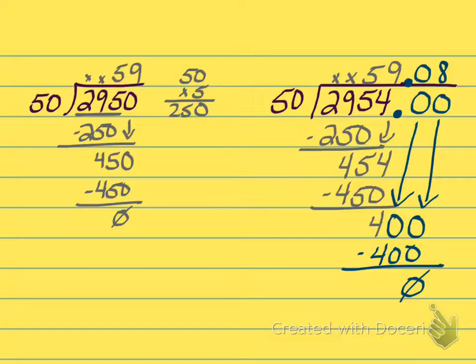So now your final answer on this problem ends up being 59 and 800ths. And the way we got the 800ths is by adding those 2 zeros in the dividend, which is these 2 zeros right over here. And this is how you're going to have to do your division problems basically from here on out.